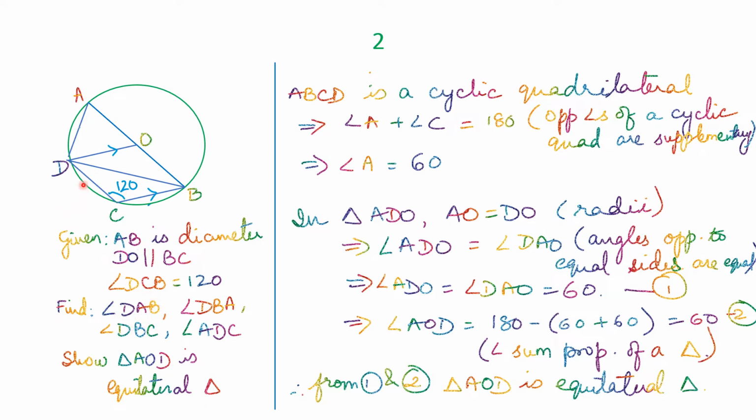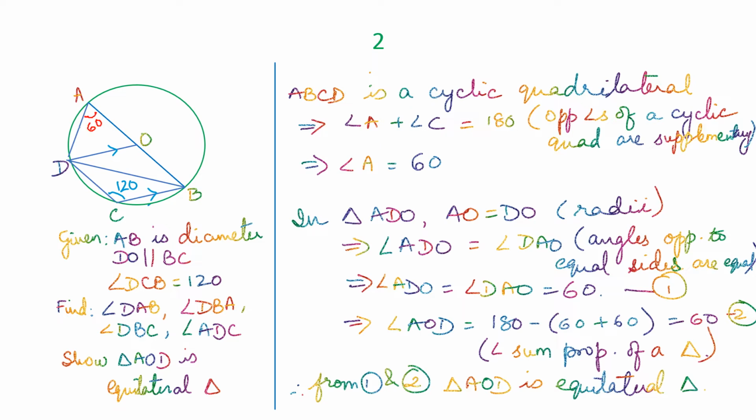First and foremost, when you see this, you know that ABCD is a cyclic quadrilateral. It implies that if this angle is 120, then the opposite angle is going to be equal to 180 minus 120, which is 60, because angle A plus angle C both are supplementary. Opposite angles of a cyclic quadrilateral are supplementary. Therefore, you are getting this angle to be equal to 60.